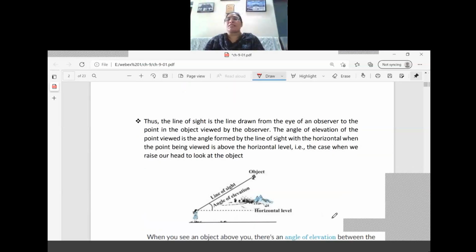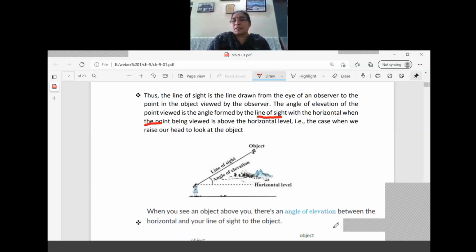Thus, the line of sight is the line drawn from the eye of the observer to the point where the object is viewed by the observer. The angle of elevation of the point viewed is the angle formed by the line of sight with the horizontal. It is the case when we raise our head to look at the object. Again, it is explained here: the horizontal level is drawn, and the angle of elevation is with the line to the object.